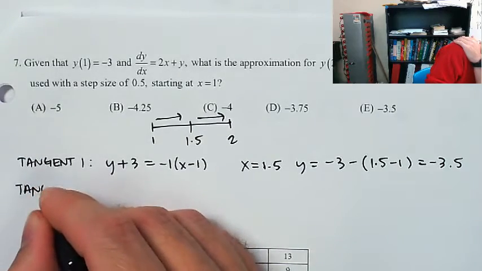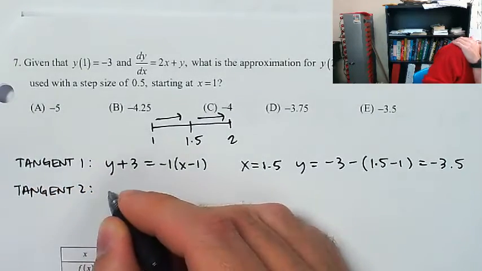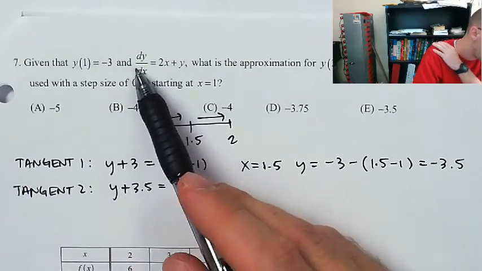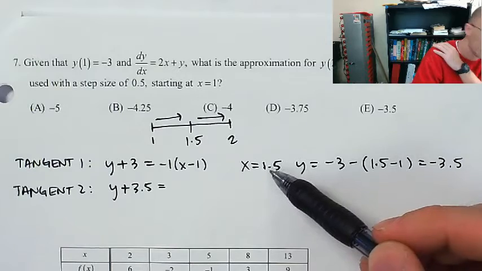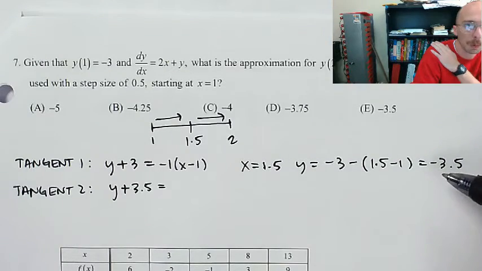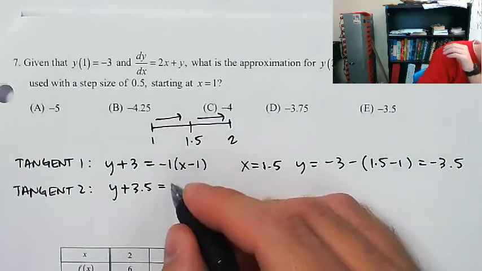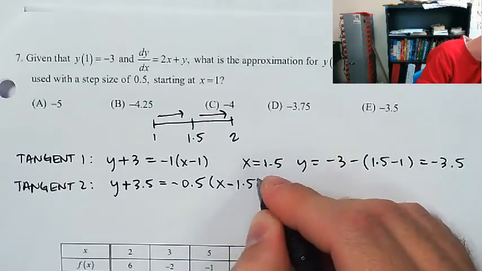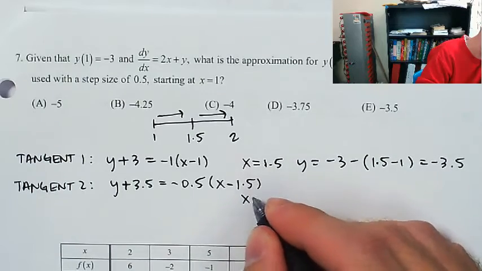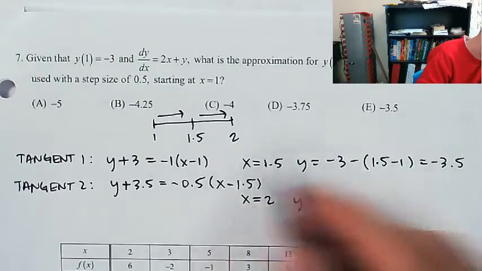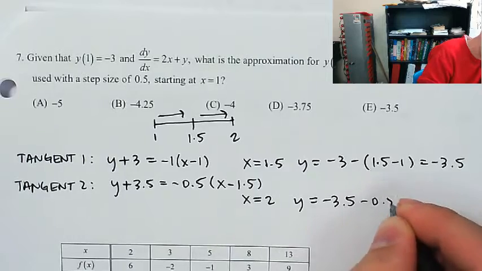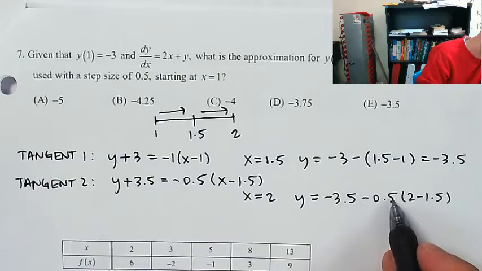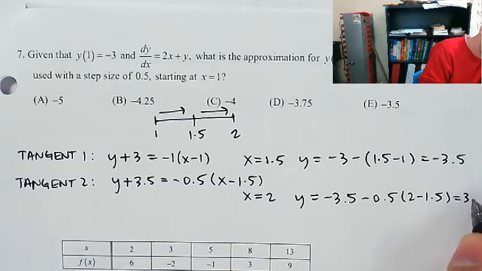I'm going to write down my second tangent. Y minus negative 3.5 equals, okay, I'm going to need to get a slope here. Dy dx is 2x plus y. X is 1.5, so that's going to be 3, plus y is going to be 3 minus 3.5 is negative 0.5. And I'll be multiplying by x minus the x coordinate. Okay, now I'm going to plug in my second step. That's going to be where x equals 2, and then y will equal negative 3.5 minus a half of 2 minus 1.5. So it's negative 3.5 minus half of a half, so that's going to be negative 3.75.